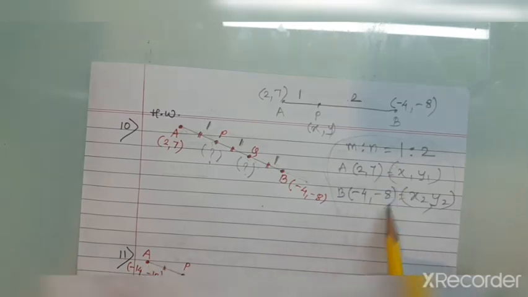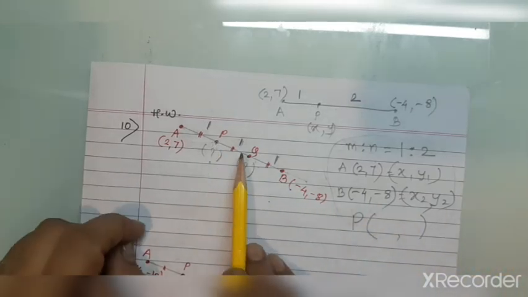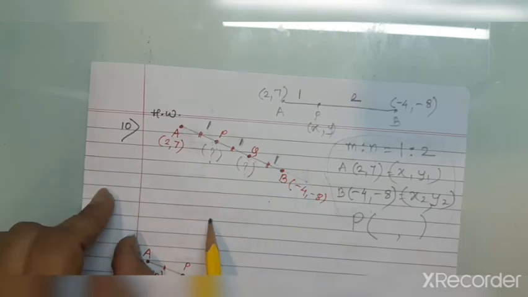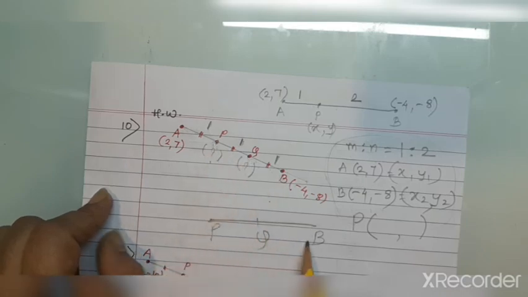Now, by this method, you will get the coordinates of P. What are the coordinates of P? You will get them from this particular calculation. Once you get the coordinates of P, now we have to find Q. Now, if you look at P, Q, B.